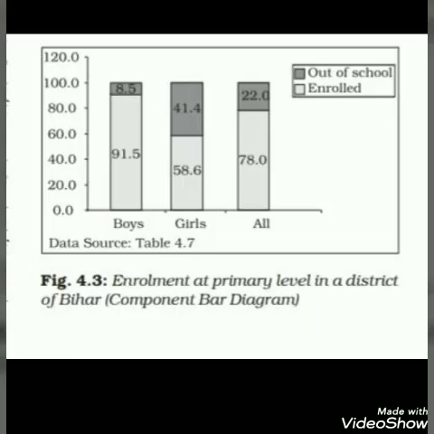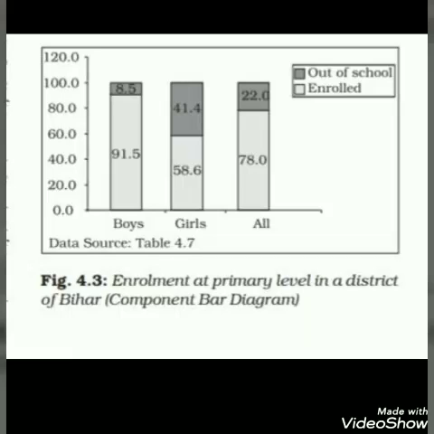In this picture we take the enrollment at primary level in a district of Bihar. The scale is: the dark one is out of school and the light one is enrolled. On the y-axis we take the number enrolled, so 0, 20, 40, 60, 80, this was our scale. And on the x-axis we take categories, that means boys, girls and their total.